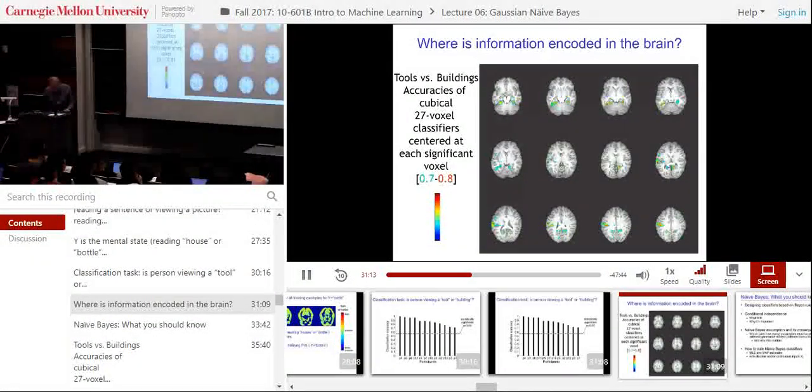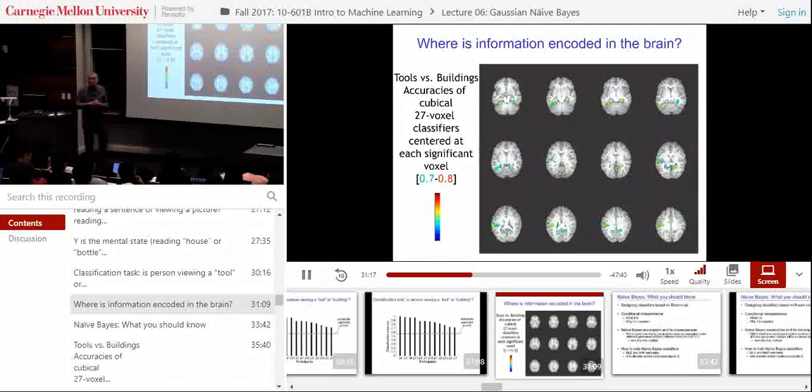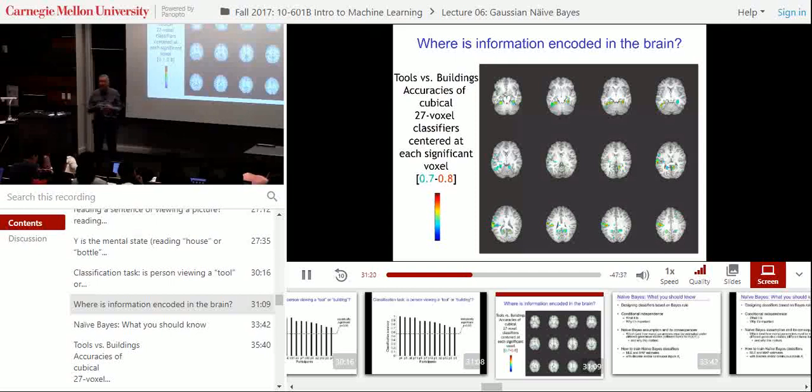Okay, so this is a real effective algorithm. It works at scale. We have 20,000 features. And furthermore, once you're done, what's interesting is we can now look at those learned x sub i distributions, and we can ask where is the activity in your brain that distinguishes whether you're thinking about tools or buildings.